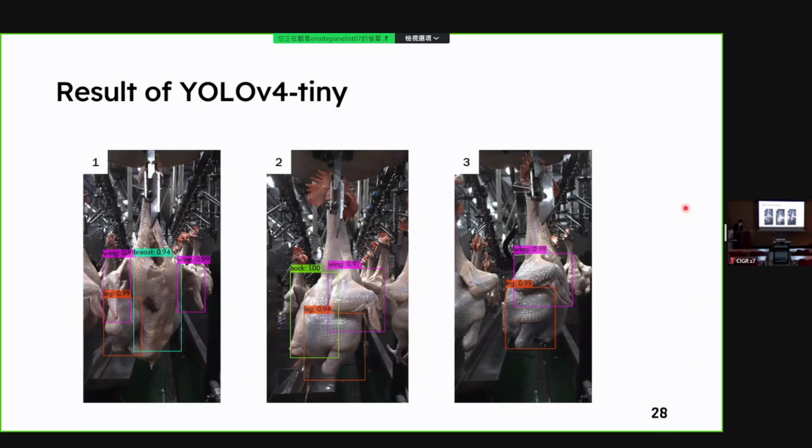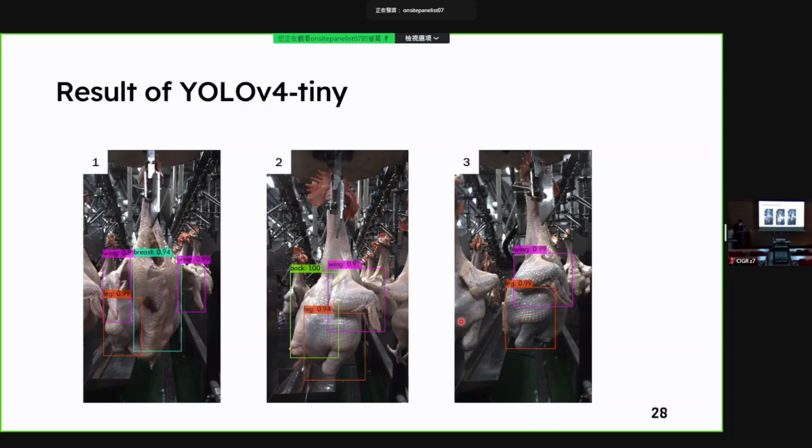And this is the result of the 3 real cases. In case 1 and case 2, the chicken is facing the camera at different angles. In case 1, the chicken is facing the camera from the front side. And in case 2, the chicken carcass is facing the camera from the side. But the model can detect those carcasses correctly.